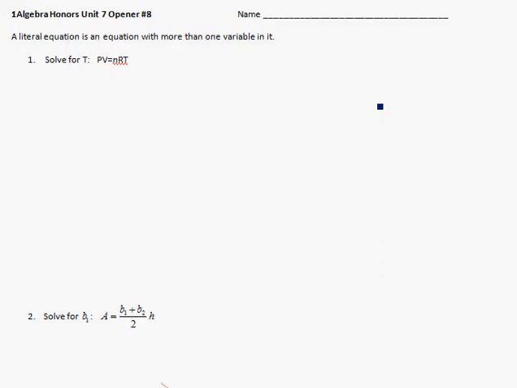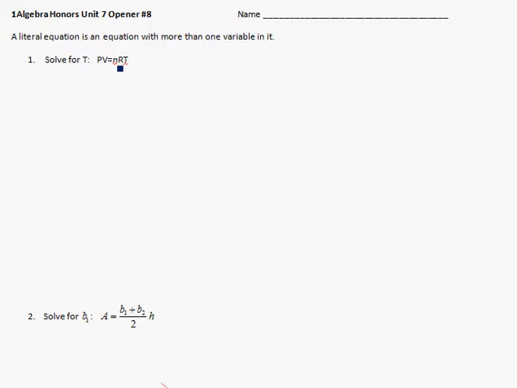The first equation tells us to solve for t. PV equals nRT. This may be a formula that you've seen before. If I want to get t by itself, I look at what it's attached to. It's on my right-hand side, and it's attached to n and r by multiplication. I solve literal equations the same way that I solve any other equation, which is to isolate the variable that I'm trying to solve. This one, even though it looks complicated, is actually really quick and can be solved in one step, because the n and the r are both attached to the t by multiplication.